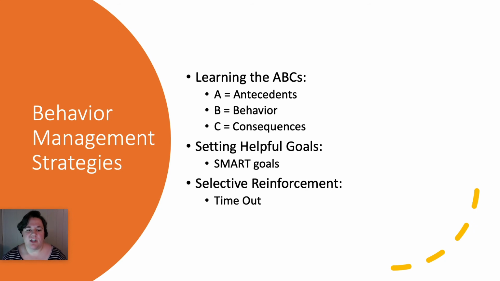Behavior management strategies. I have 3 strategies that can help with the hearing impaired student. The first one is learning the ABCs. And A stands for antecedents. What you're asked to do is look at what's going on before the student exhibits a behavior that's considered bad. And B is the behavior itself. What is the student doing? And C is consequences. So what happened from the child's perspective after they exhibited that bad behavior?